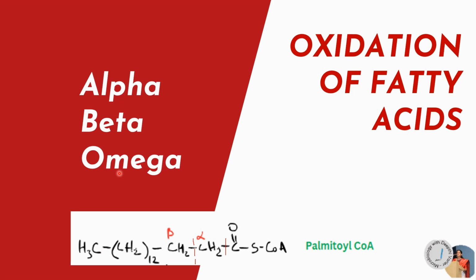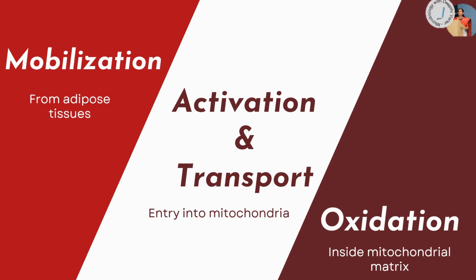Now, like I told you at the beginning of the video, in this video we are going to be focusing on the different steps of the beta oxidation pathway, especially for palmitic acid. So let's get into it. There are three steps involved in the beta oxidation pathway. The first one is mobilization from the adipose tissues. Adipose tissues are the region of our body where the fat or lipids are stored, and the adipose tissue is made up of cells called adipocytes. In the adipocytes, we have fats being stored in the form of triglyceride.